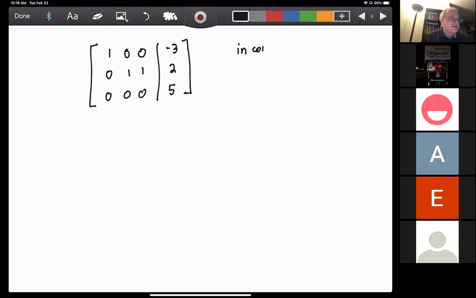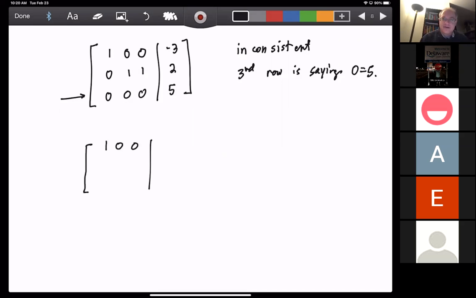So why is it inconsistent? What's telling you that it's inconsistent? Right, so I see 0 equals 5. Right, the third row here, this is 0 times x1 plus 0 times x2 plus 0 times x3. The left-hand side of the equation corresponding to row 3 is just a 0. The right-hand side is a 5. So that certainly is not a valid thing to say. All right, so before I go on, is that clear to everyone?